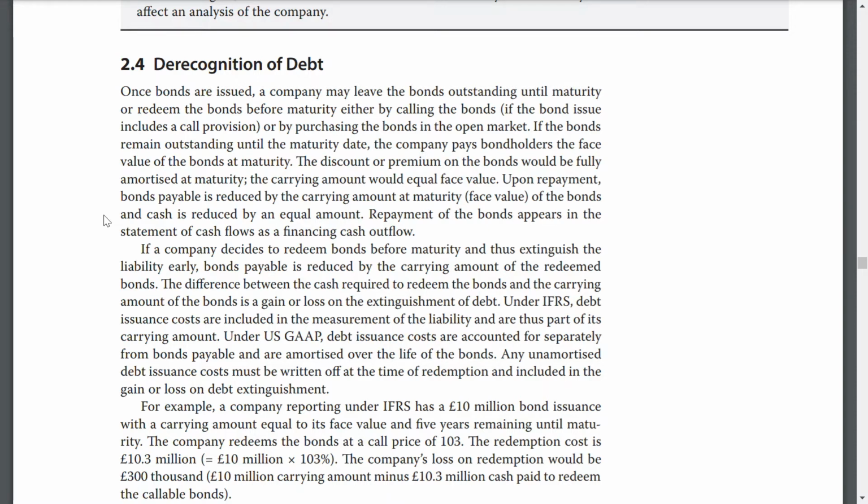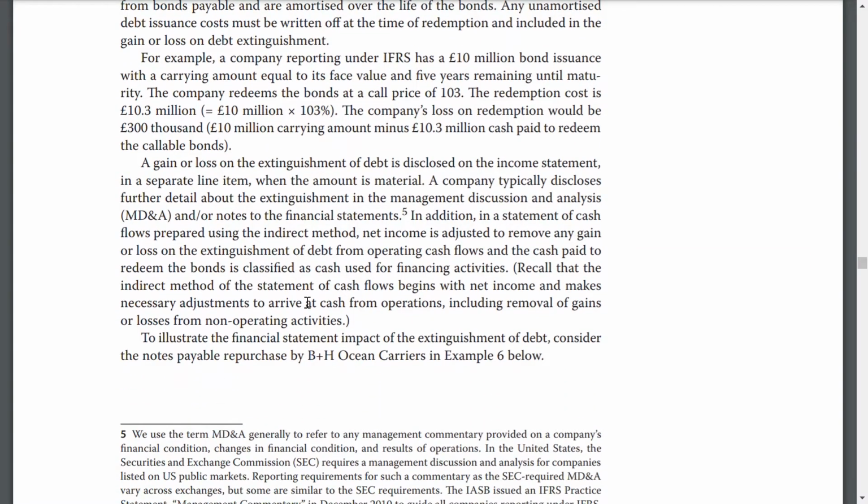If a company decides to redeem bonds before maturity and thus extinguish the liability early, bonds payable is reduced by the carrying amount of the redeemed bonds. The difference between the cash required to redeem the bonds and the carrying amount of the bonds is the gain or loss on the extinguishment of debt. Under IFRS, debt issuance costs are included in the measurement of the liability and are thus part of its carrying amount. Under US GAAP, debt issuance costs are accounted for separately from bond payments and are amortized over the life of the bond. Unamortized debt issuance costs must be written off at the time of redemption and included in the gain or loss on debt extinguishment. You'll have to see an example.